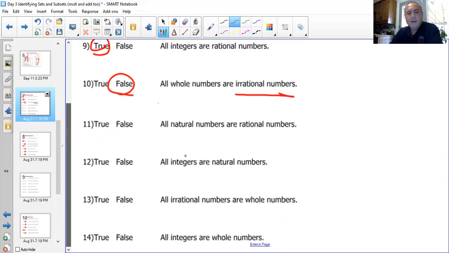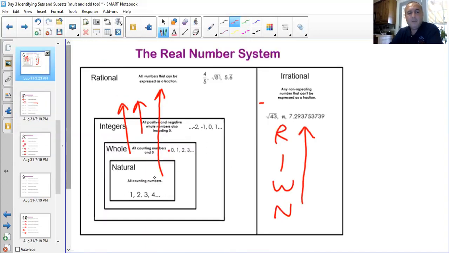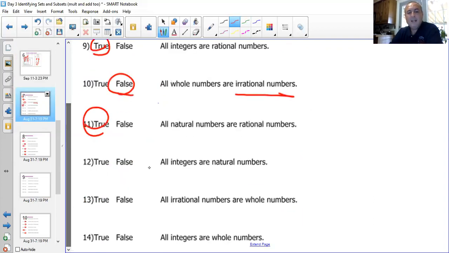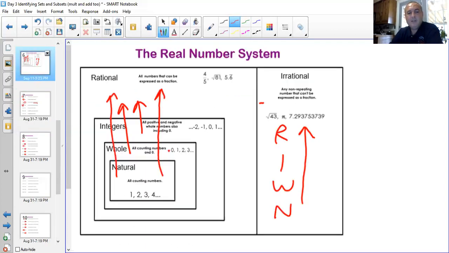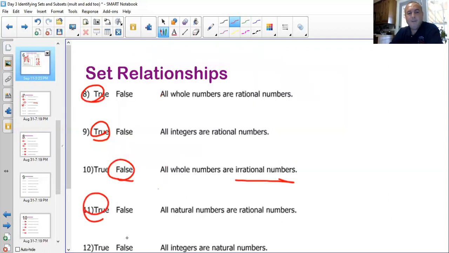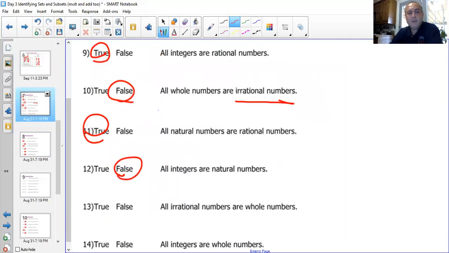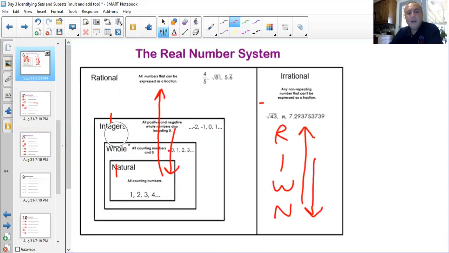All right, we've got all natural numbers are rational numbers. That's going to be true. We got all integers are natural numbers. Integers coming down to natural. It's going to be false, right? Remember, the way the arrow goes. I know I'm going through this a little quick, but we had an hour today in class going over it, so you guys can always pause and rewind.